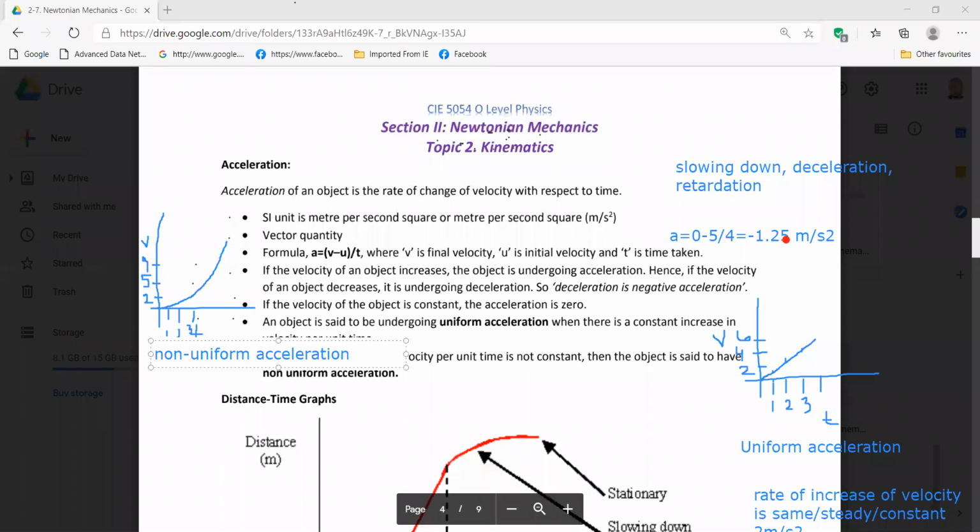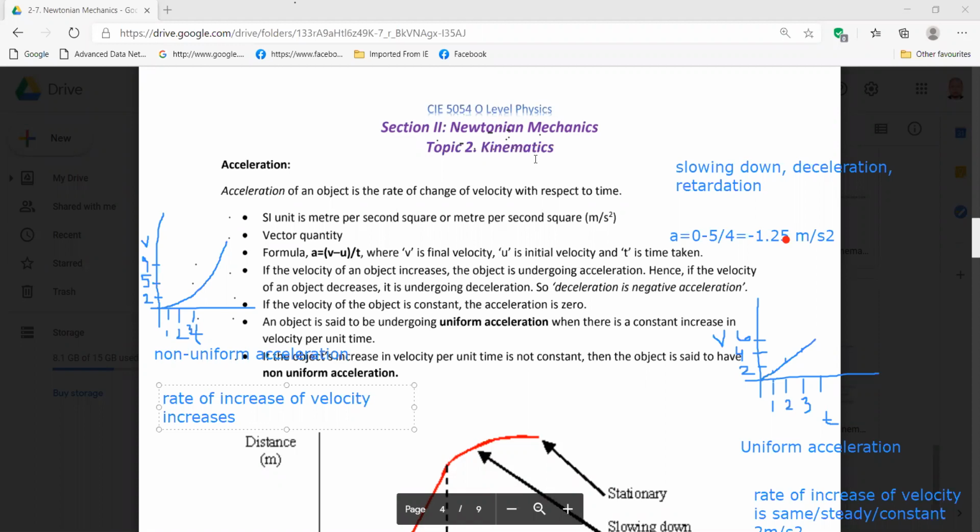Are you taking the notes, everyone? Why it's non-uniform? I'm writing that also: rate of increase of velocity increases. Is it clear, everyone? Yes, sir, it's clear. Okay, very good.